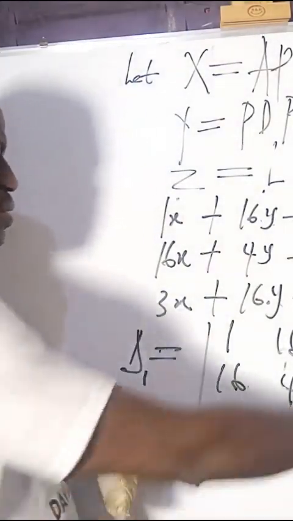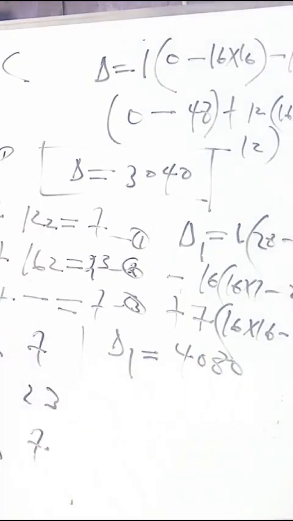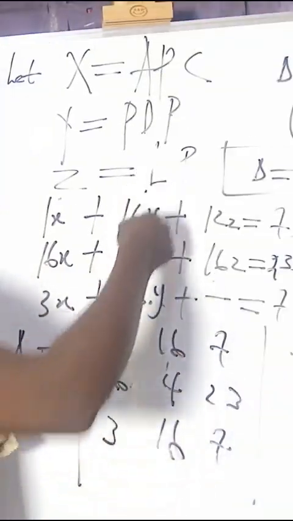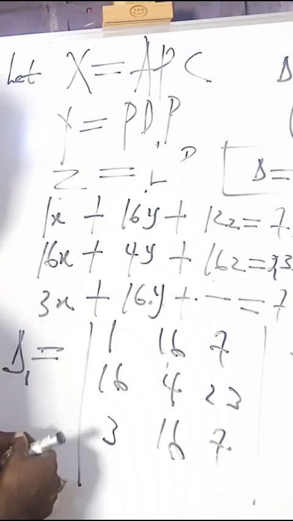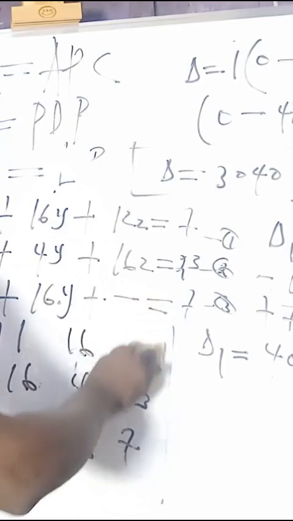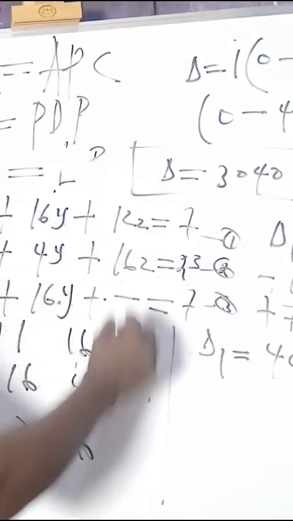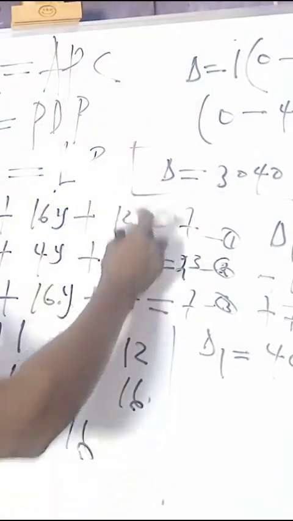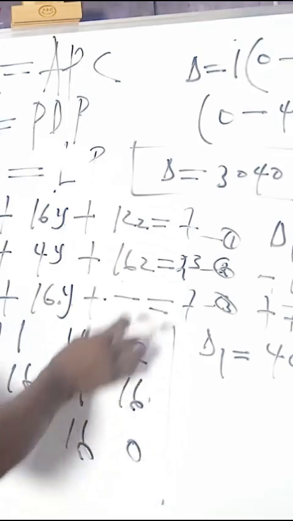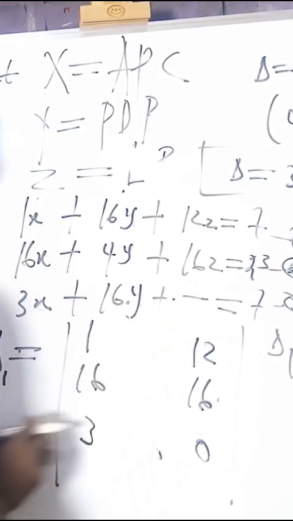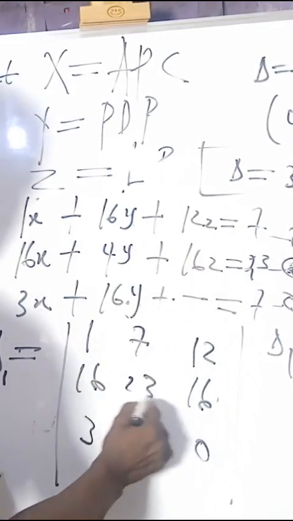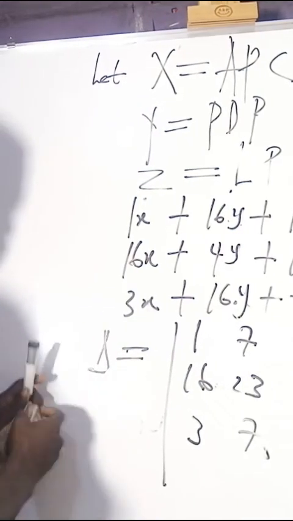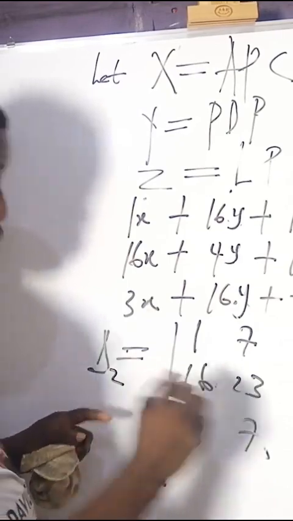All right, having established that delta 1 is equal to 4080, the next one I've been looking for now is the next variable, which is y. In order to obtain that, we shall remove this constant and bring back the original constant that was there before, which is 12, 16, and of course 0. Then replace this particular one with the constant 7, 23 and 7. When we do that, automatically this changes to delta 2, which now represents y.